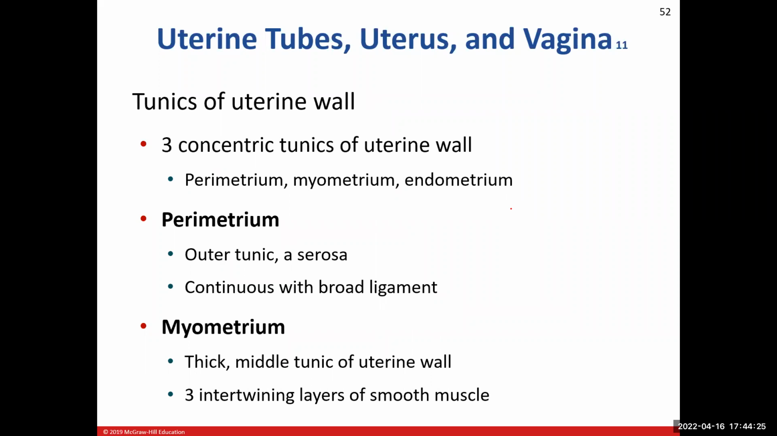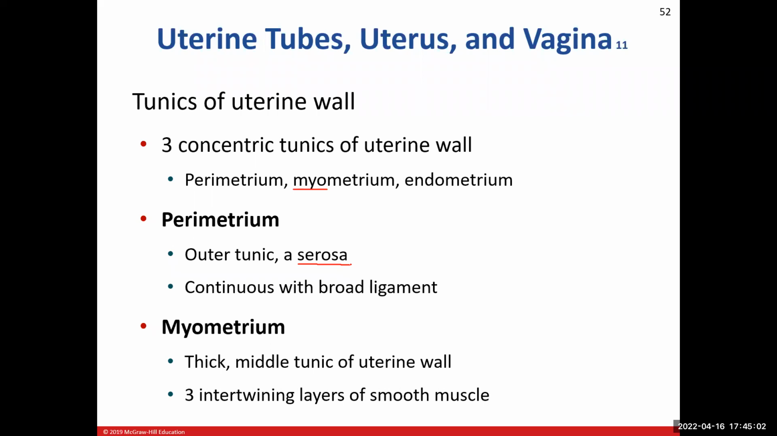All right, so there's three layers, what we call tunics, to the uterine wall: perimetrium, myometrium, and endometrium. Okay, so those three, you should be familiar with some of the spelling and how this works now. The innermost layer is the endometrium and the outermost layer is the perimetrium. Of course, the middle layer is going to contain all the muscle. So the perimetrium is part of the serosa there, and so it becomes contiguous with the broad ligament. That's that sheet hanging over our clothesline that I was talking about earlier.